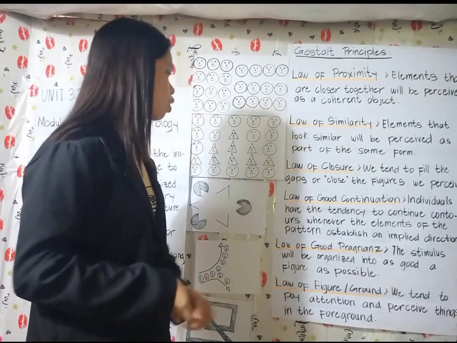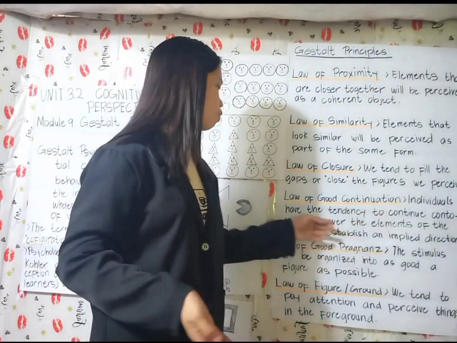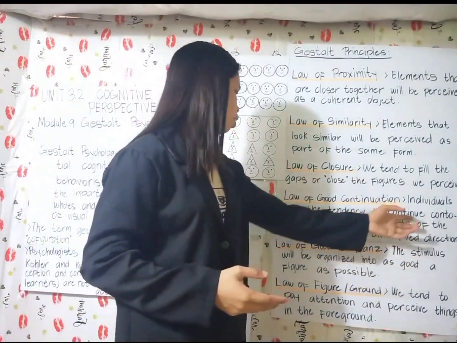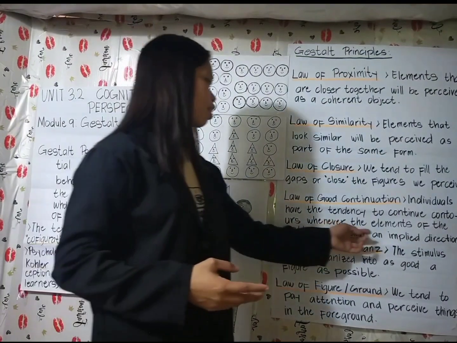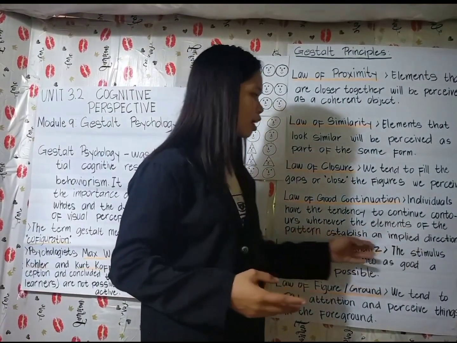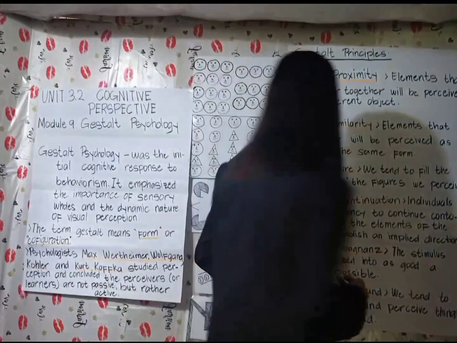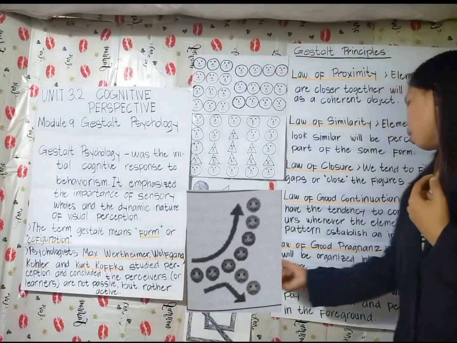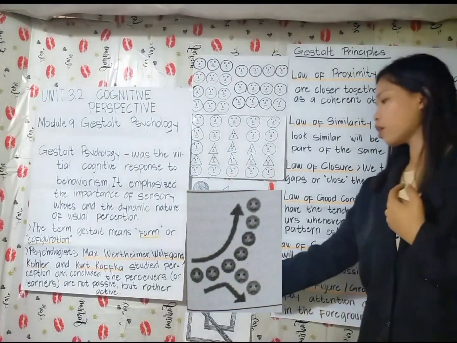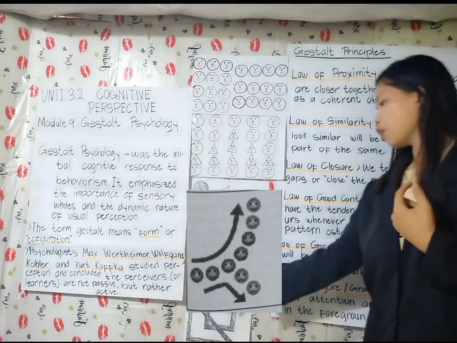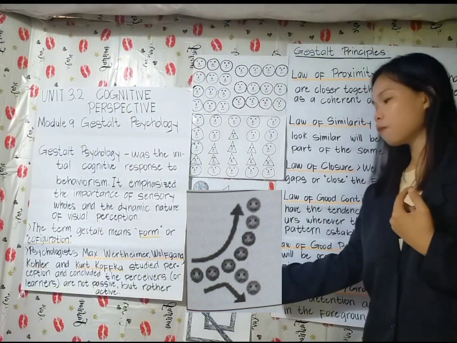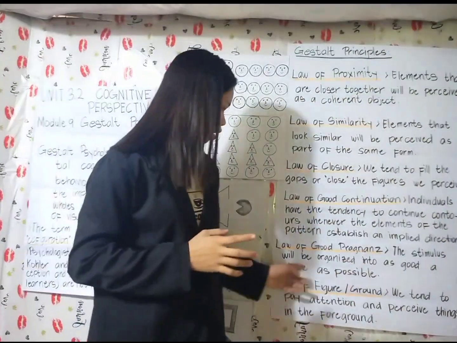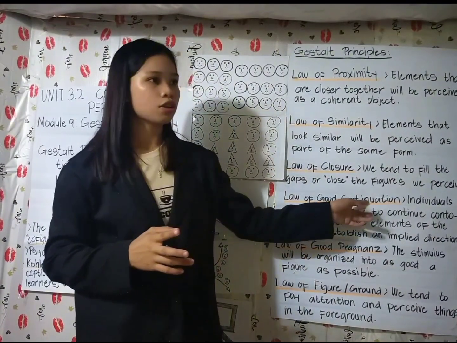So let's proceed to the law of good continuation. Individuals have the tendency to continue contours whenever the elements of the pattern establish an implied direction. This is an example of the law of good continuation. We can say here that there is a continuation. They have a direction, and they have a continuation. So that's what we call the law of good continuation.